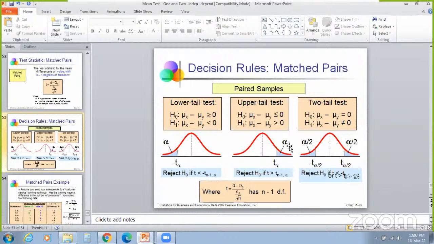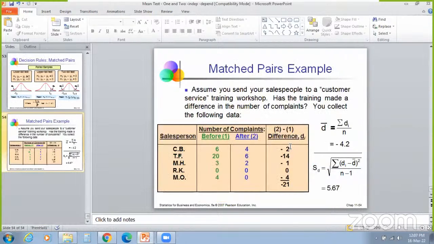Okay, so even in case of this paired test, you can use all these three types of lower tail, upper tail, or two-tail test. So here we have one example related to customers, that is the salesman's customer service related training workshop. Because probably this type of paired t-test is much used in education research work, because they have new methods of teaching and so on, new designs and so on.